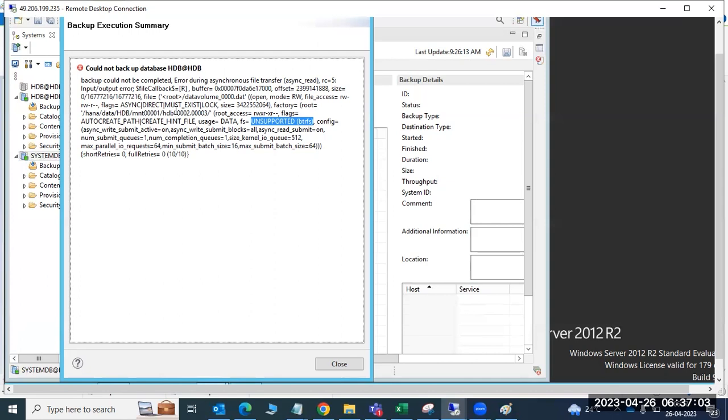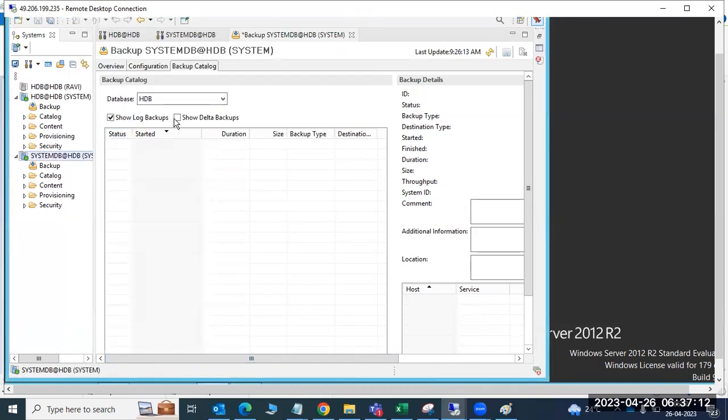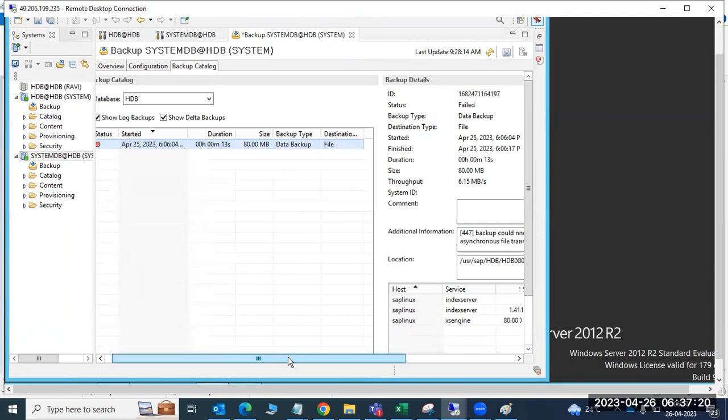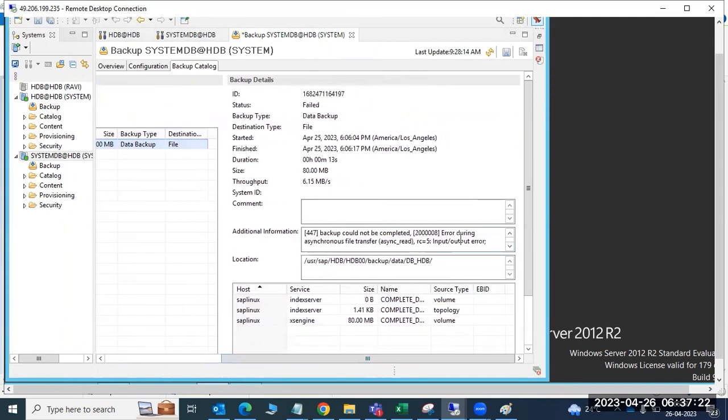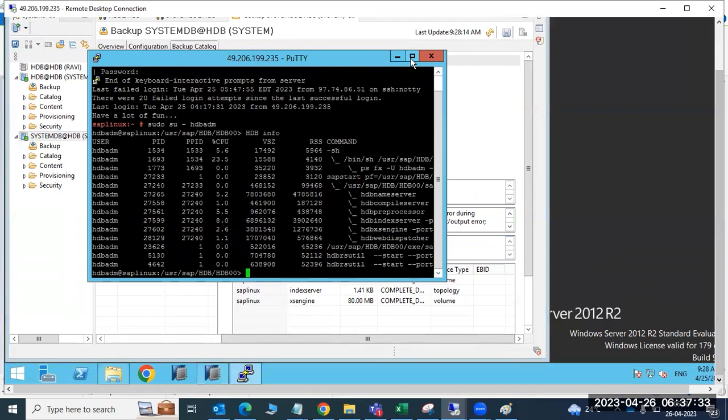So here it failed due to unsupported access. The system DB backup got taken, but only the tenant DB failed. You can see the error message here. It failed because of an input output error. So which means something happened here. We need to check whether this file system is full or something else happened.